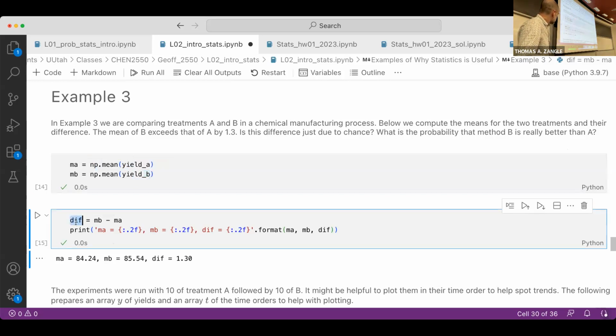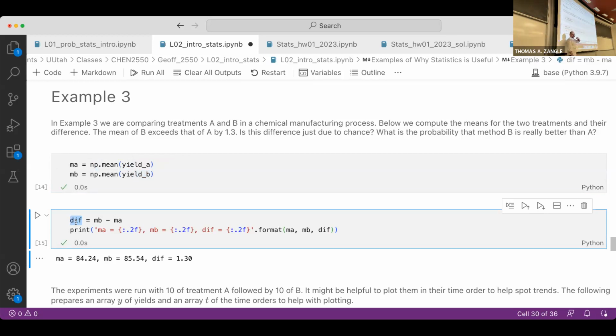Then we're defining another variable as the difference between those two, because we want to know how much bigger or smaller the mean of B minus the mean of A is. And then we're displaying all of that using the print command. So here's the output of that. We can see that the mean of A is 84.24, the mean of B is 85.54, and the difference is 1.3.